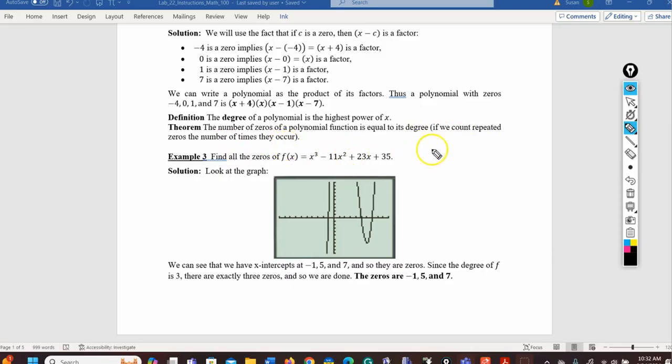We're not going to get on to repeated zeros until after we look at these two examples. So you're told to find all the zeros of this. Now, if I look at this, it has degree 3, so there will be 3 zeros. Then let's look at the graph.